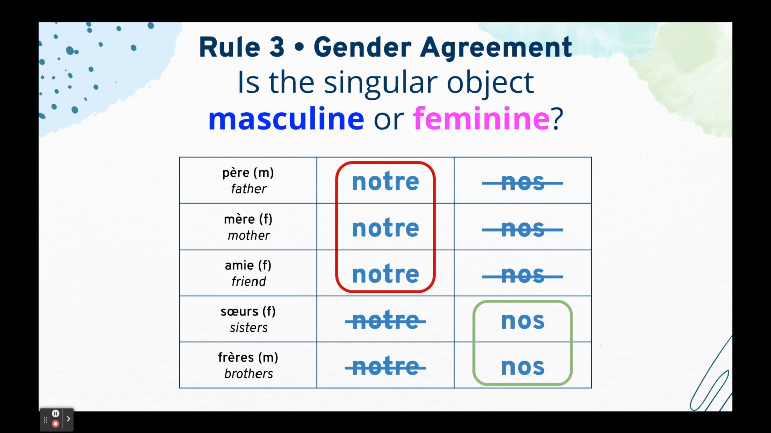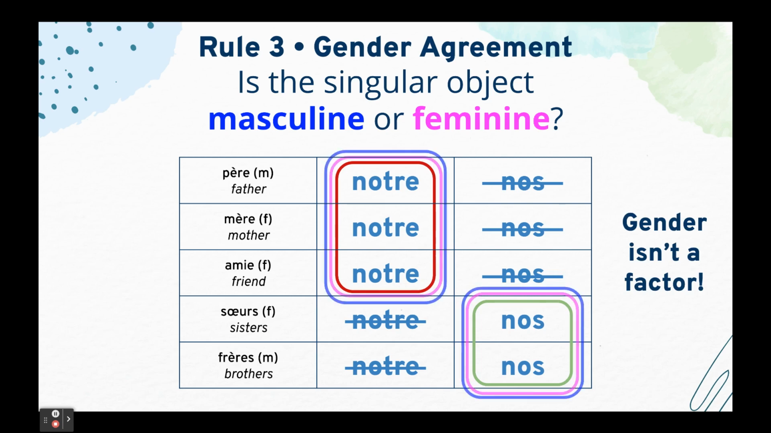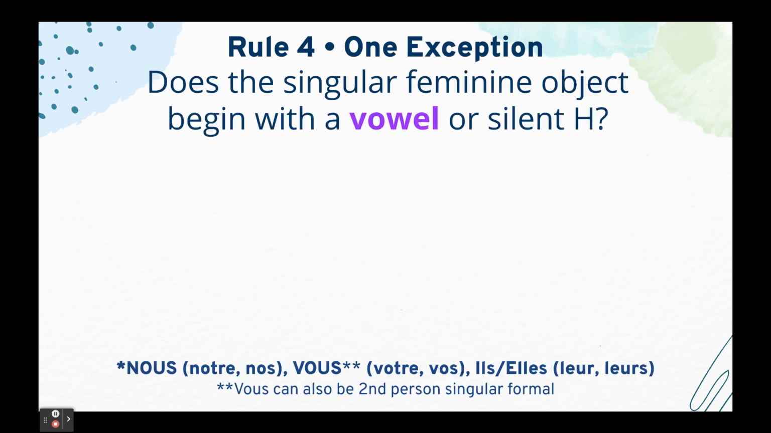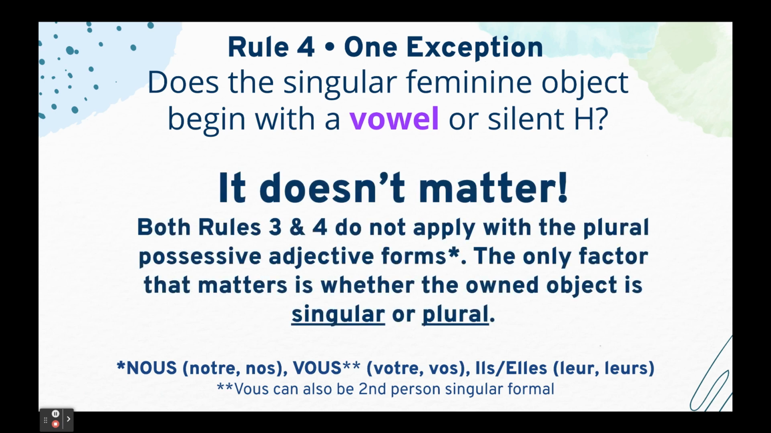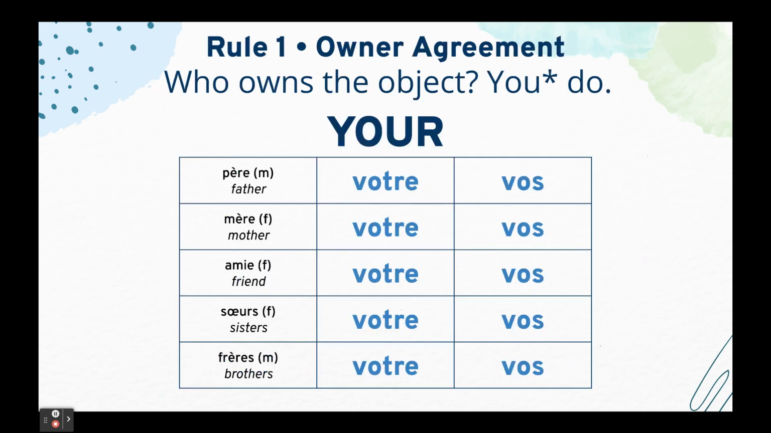Now, is that singular object feminine or masculine? That's our third rule of gender agreement. It doesn't matter. Gender isn't a factor. So, notre applies to both feminine and masculine objects, and nos applies to both feminine and masculine objects. And then that crazy fourth rule, does a singular feminine object begin with a vowel or a silent H? No, it doesn't matter. So, both rules in 3 do not apply with the plural possessive adjective forms. The only factor that matters is whether the owned object is singular or plural.